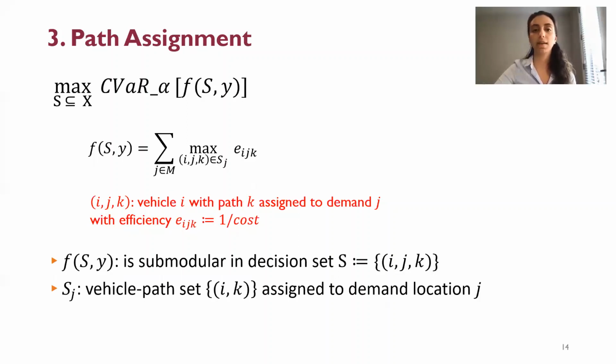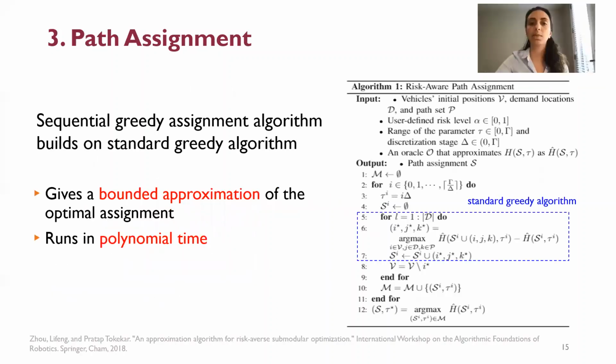The maximum selection here makes the utility function submodular, which means that it has diminishing returns over incremental additions of assigning vehicle path pairs to the demand location. To optimize the stochastic submodular function, we present a sequential greedy assignment algorithm, which builds on the standard greedy algorithm.